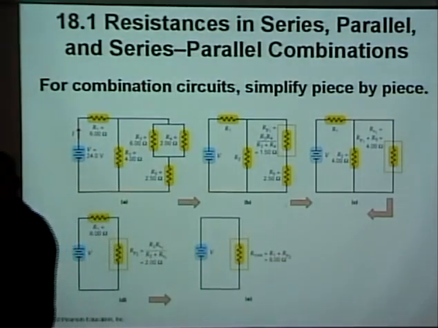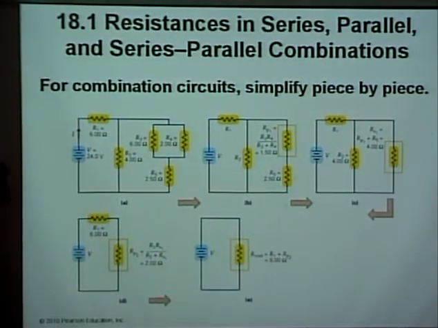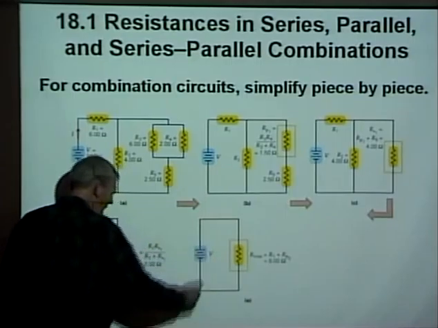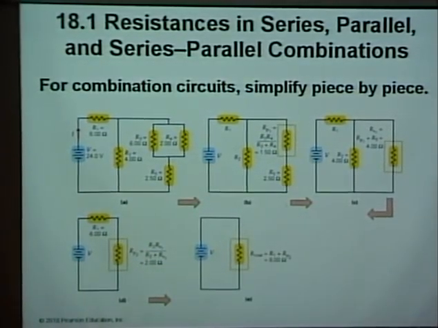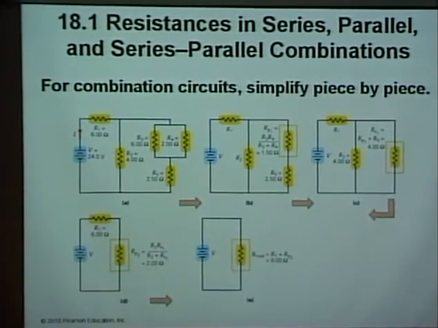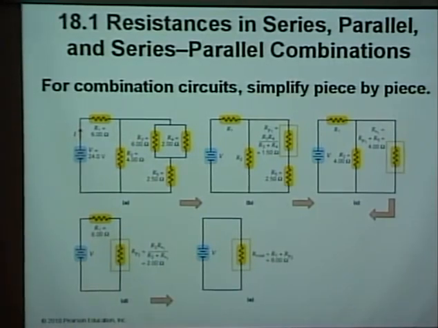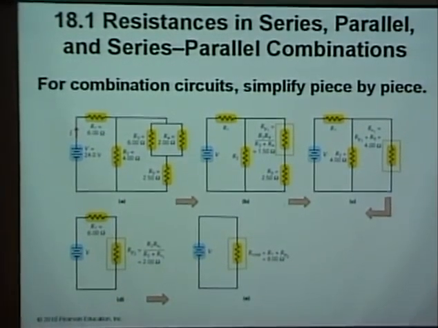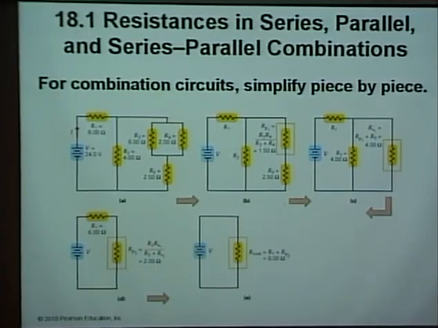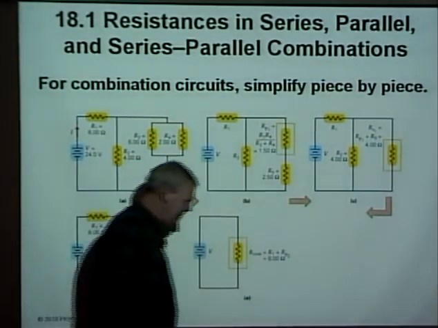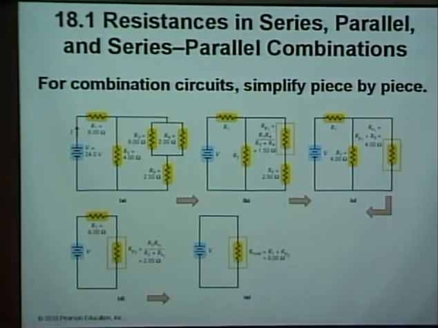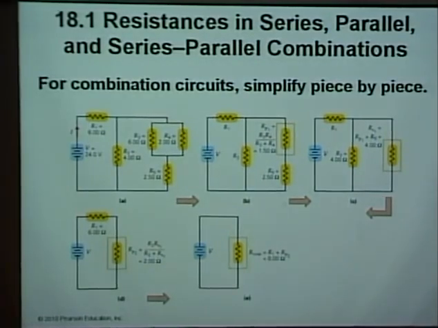So what's my total current that's coming out of here? It's going through there. What would the current be? 3, exactly. 3 what? Amps. 3 amps. All right. And what is current again? How do you define that? What's it defined as?